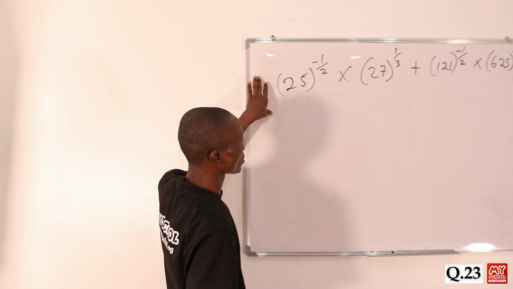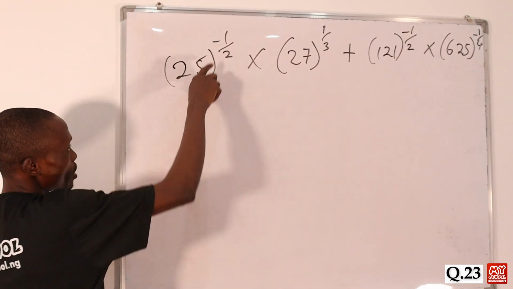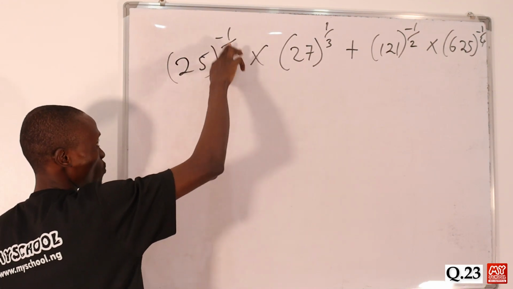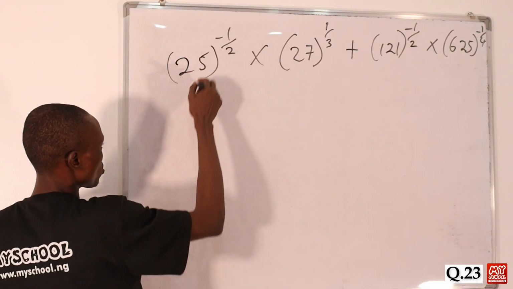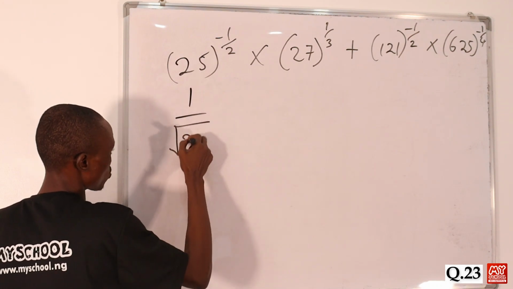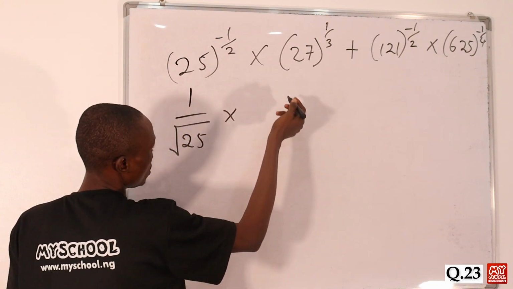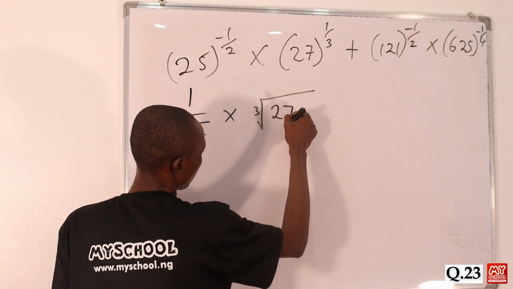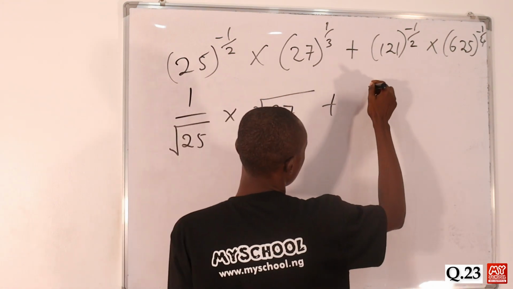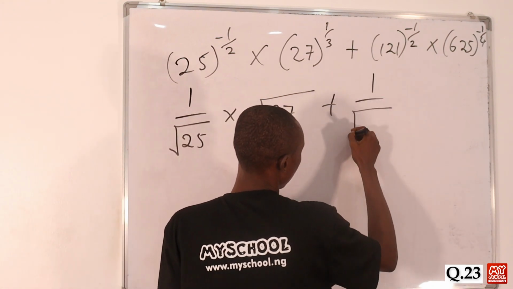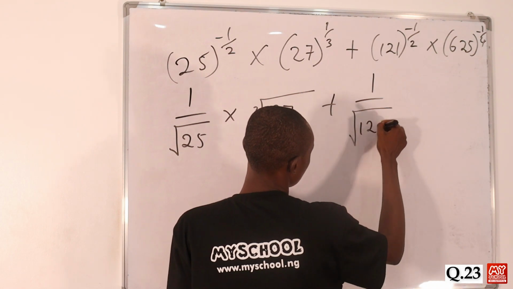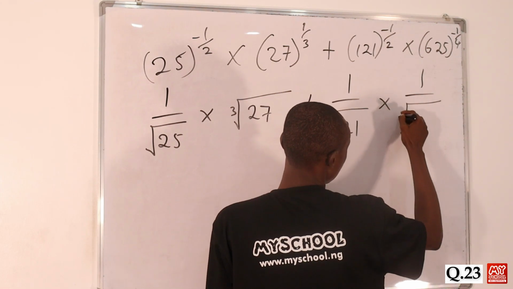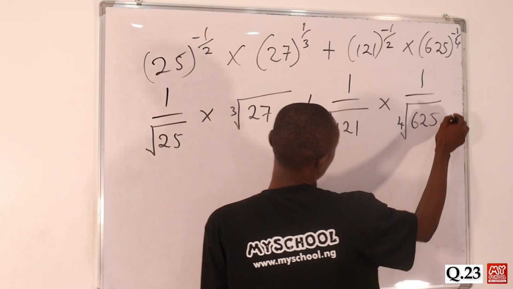So basically, we just have to rewrite this, okay? So remember, whenever we have minus, it means 1 over, and whenever we have raised to power 1 over 2, it means root, okay? So if we rewrite this, we'll be having 1 over root 25, then times, here we'll be having cube root of 27, then plus, here we'll be having 1 over the square root of 121, then times, here we'll be having 1 over the 4th root of 625, okay?